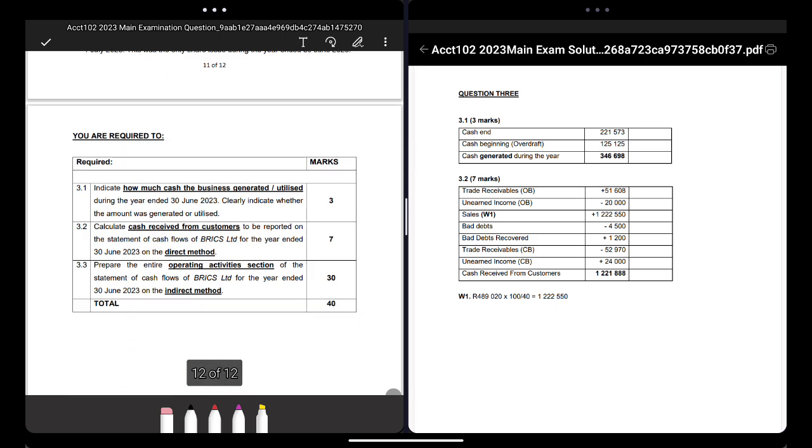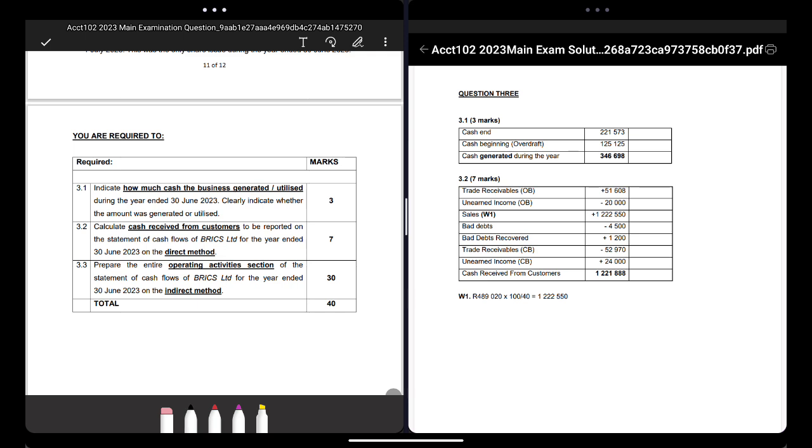So that's 3 marks. 3.2, they want cash received from customers. Now whenever you do this question, there's a couple of things you look at. You look at the sales if there is sales. You look at the bad debts if there are bad debts. You look at trade receivables. You look at unearned income, which is income received in advance.